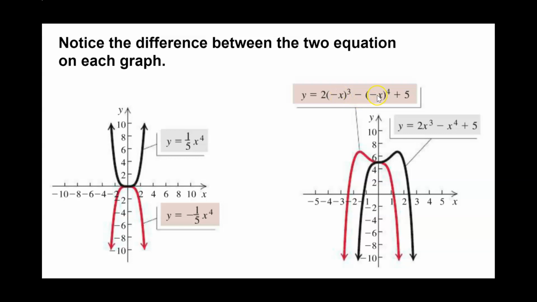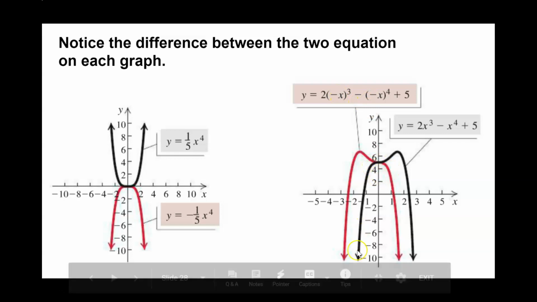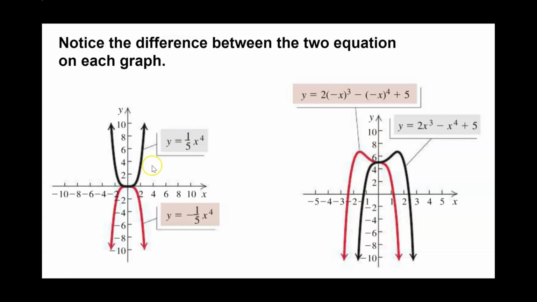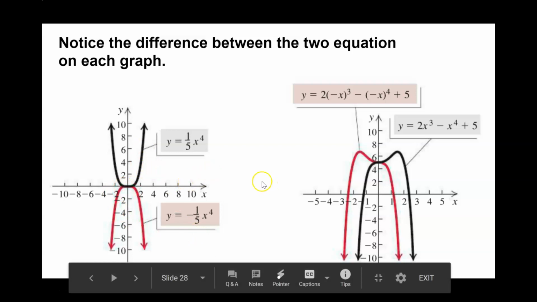This time I'll put the negative inside with the x. So every x here gets a negative. Here's our original one. So I'm putting a negative in front of here, negative in front of here, like I did here. And this here, the black one, represents the original. And it flips across this way, across the y-axis. So negatives inside, you see, flip across the y-axis. Negatives on the outside flip across the x-axis.